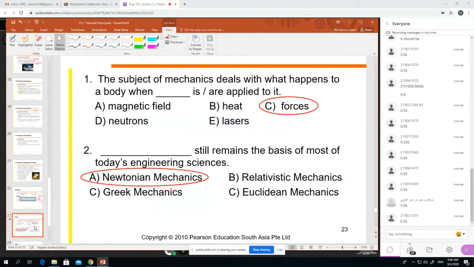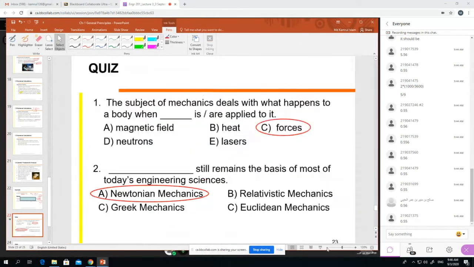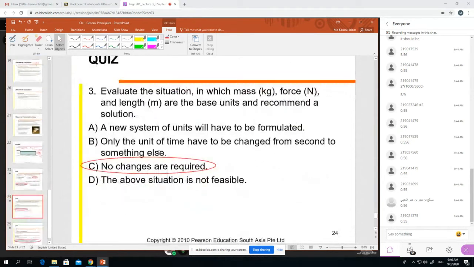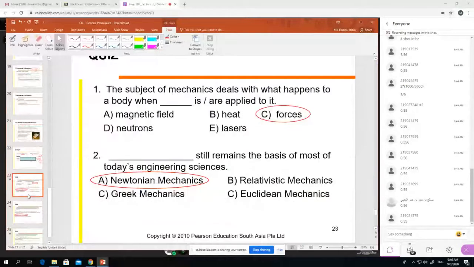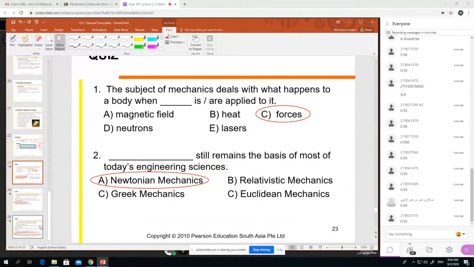Now here we have a small quiz. I leave it for you, for your understanding. You see by yourself, and you get the answer there. In the final exam or in a quiz, there will be no multiple choice. That's why I skip it.